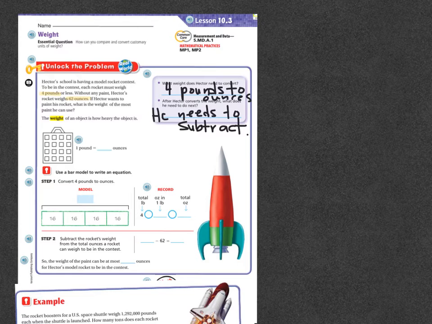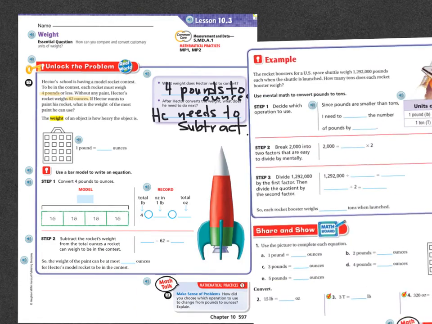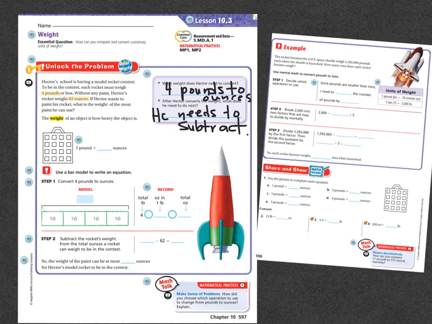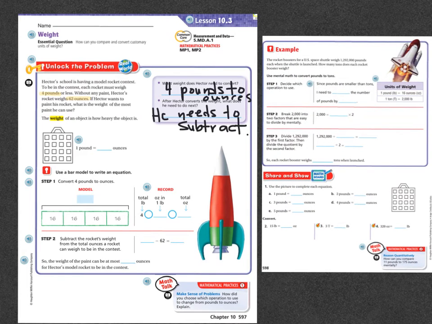All right, so 1 pound equals how many ounces? Well, that chart is on the other page. I'm going to go ahead and pull it up on this side. And I'm looking at the units of weight chart right underneath the rocket on the second page. And it says that 1 pound equals 16 ounces. All right, so we're going to use a bar model to write an equation. Step 1, convert 4 pounds to ounces.